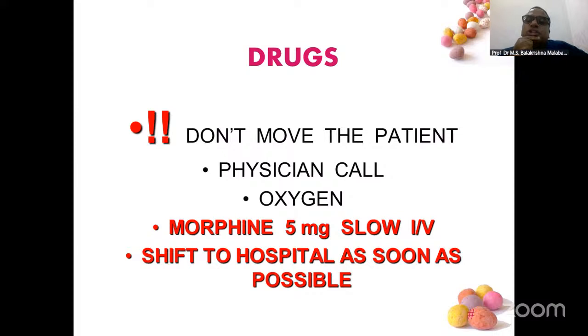Morphine 5 mg slow IV can be given and shift the patient to the hospital as soon as possible. So for myocardial infarction, you have to give oxygen and morphine. Other alternatives I will be discussing at level 2. So this is the basic thing what I am talking about. So step by step, you should learn this.